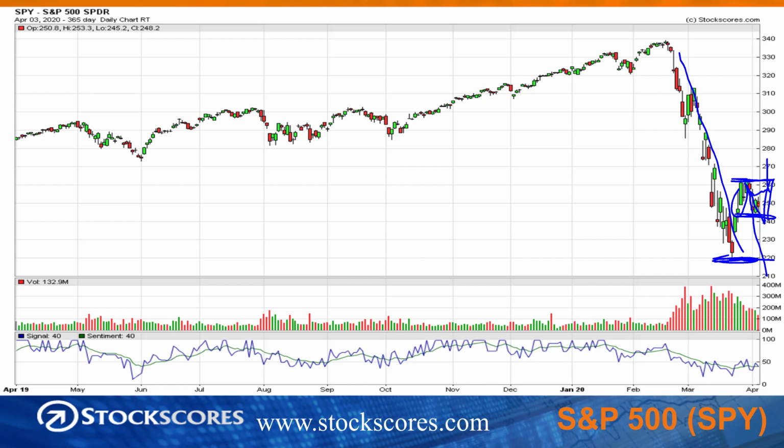break out. For now, I am neutral on this market, both long and short term, because we're stuck inside this little sideways range. And we need to look for a breakout from this little range between 244 and 261 to tell us where the market wants to go next.